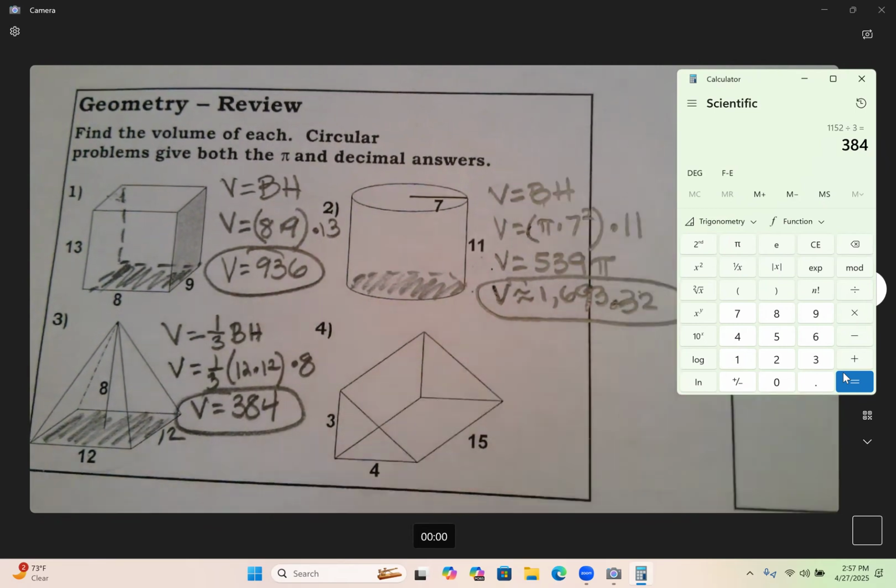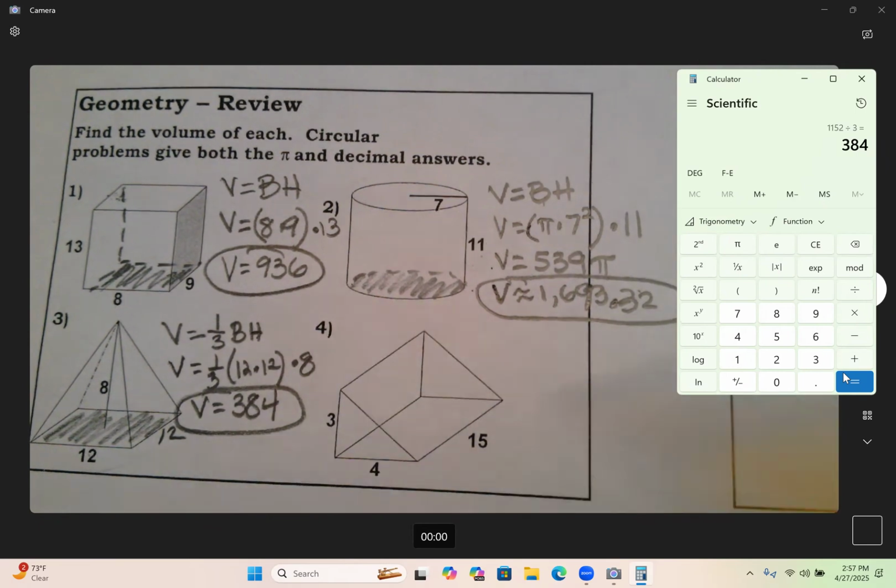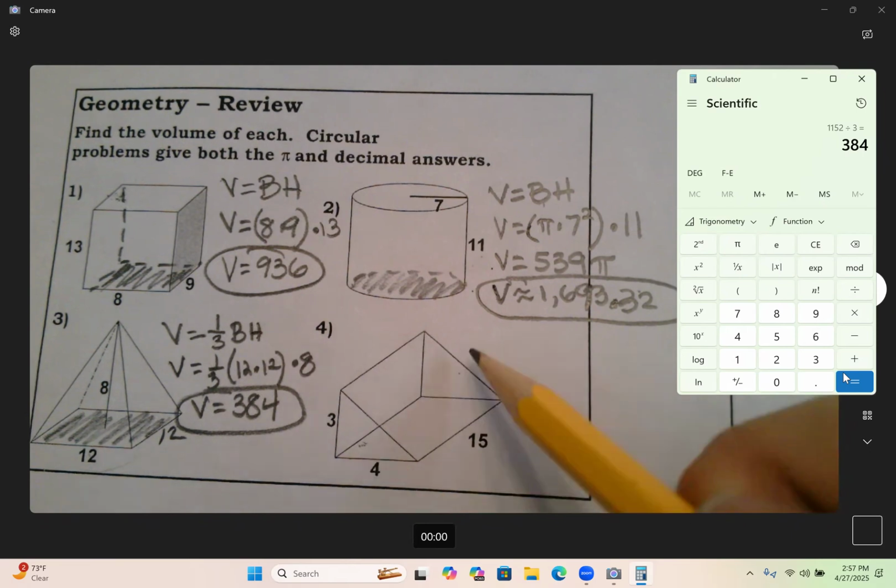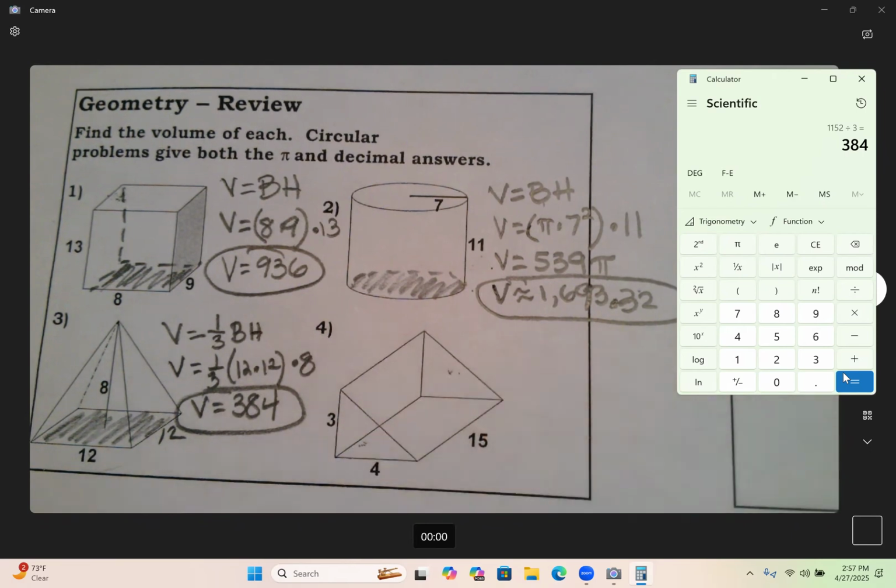All right, in number 4, we have another prism, because the prism has parallel triangles. This front triangle and this back triangle are parallel and congruent to each other.